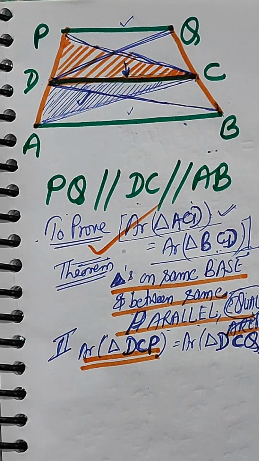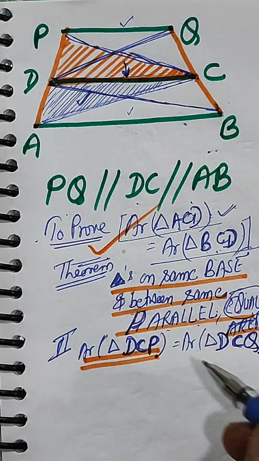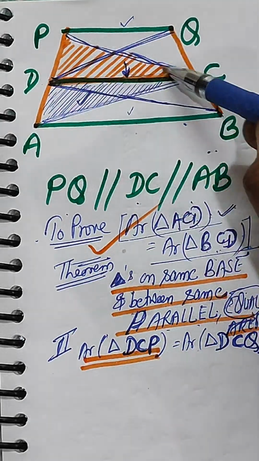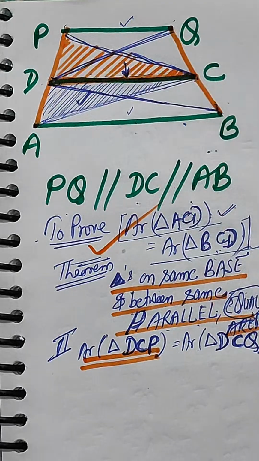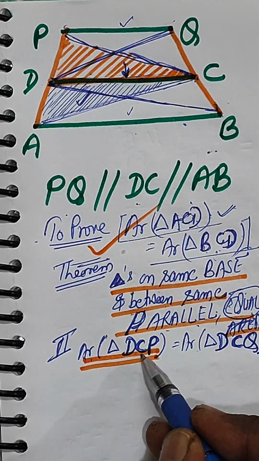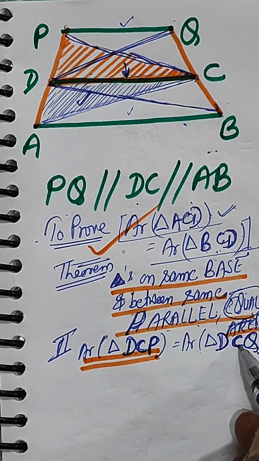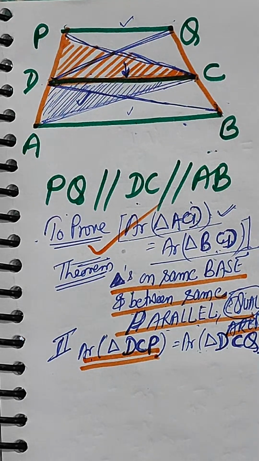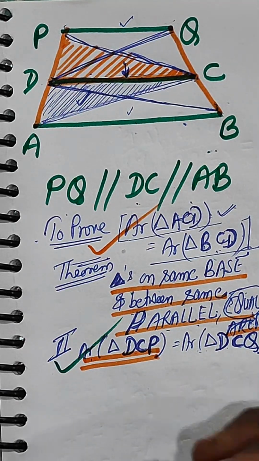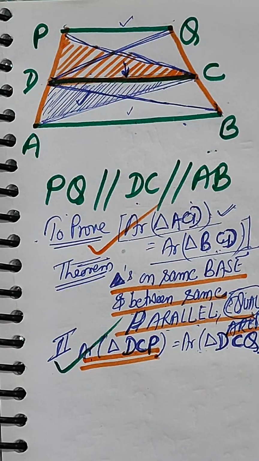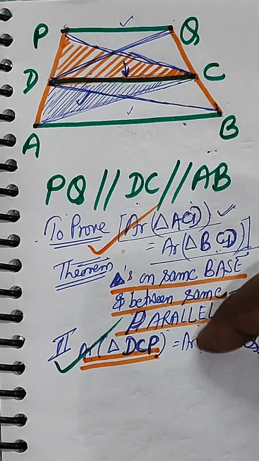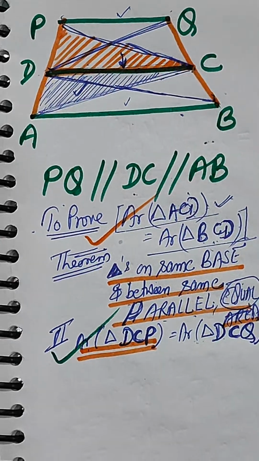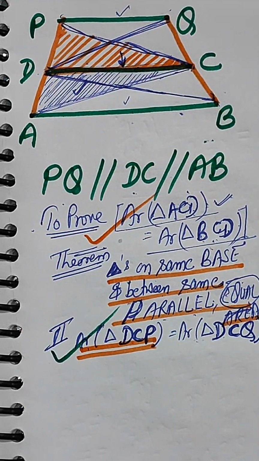So using the same theorem, we can say that yes, DCP is also equal to DCQ. That means area of triangle DCP is equal to area of triangle DCQ, right? Now, this is also proved, my dear friends. I'm just explaining how these areas are equal using the figure, right? Now go to the third part.